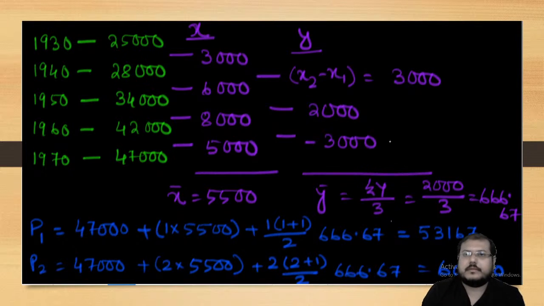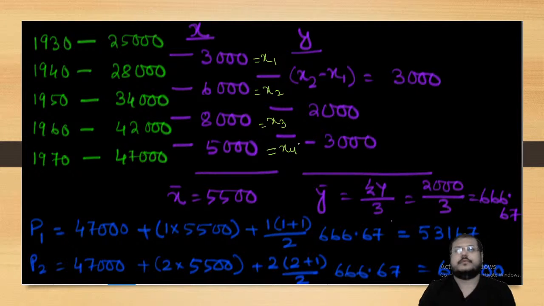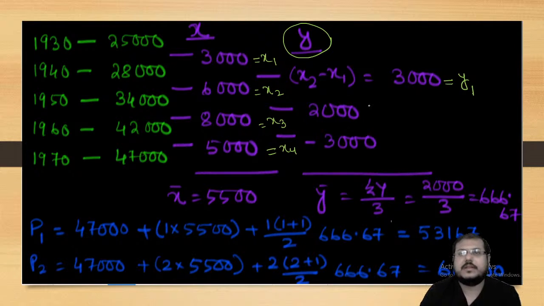Well, so this is X1, this one is X2, this one is X3, and this one is X4. Fair enough. Now you need to go for Y values. Y1 is equal to X2 minus X1. The Y value is actually the difference between the X values: X2 minus X1, final X value minus initial X value.